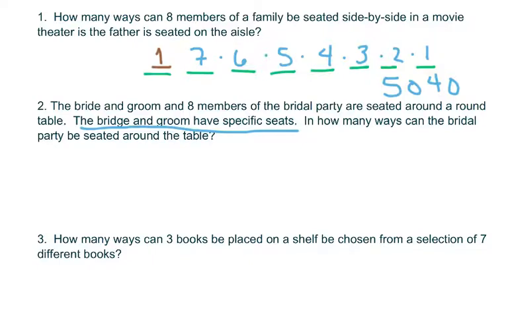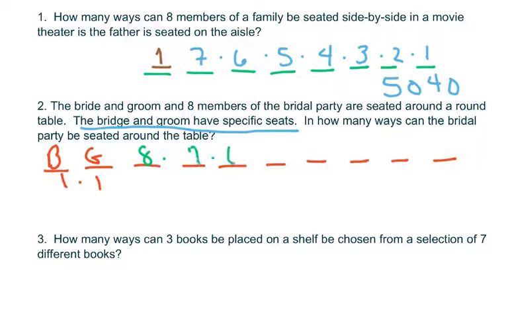Alright? And so if I were to do my little 10 slots here, 1, 2, 3, 4, 5, 6, 7, 8, 9, 10, my bride and groom have specific seats. I don't know what they are, but I'll just put bride and groom here. So that's just 1 times 1. And we have 8 members left. And so from there, it's just 8 times 7 times 6 times 5 times 4 times 3 times 2 times 1. So basically it's just 8 factorial. We're just using the counting principle as before, and that would be 40,320.